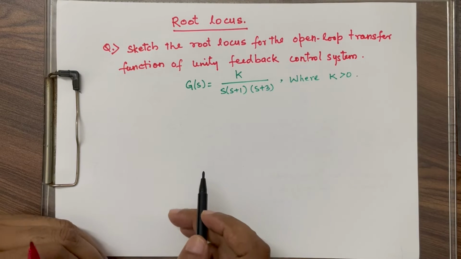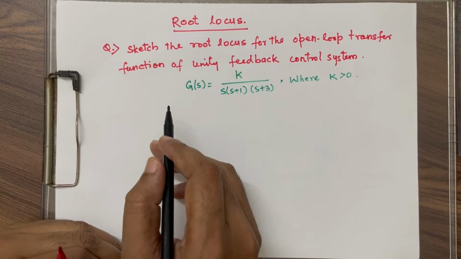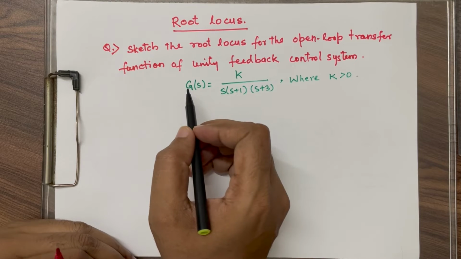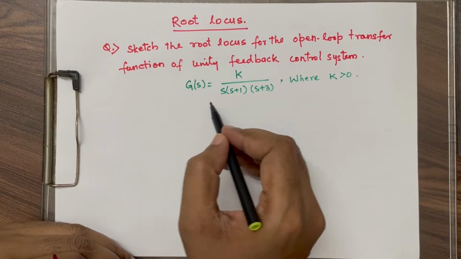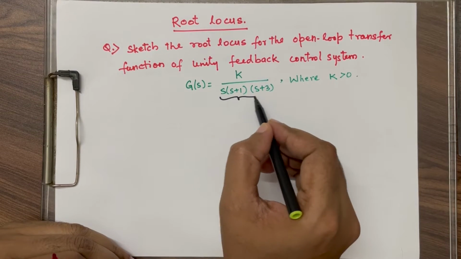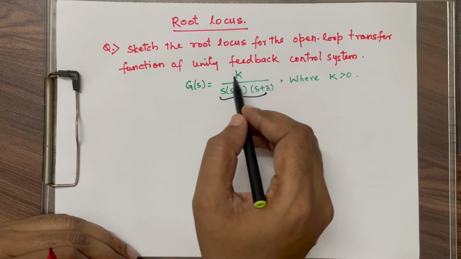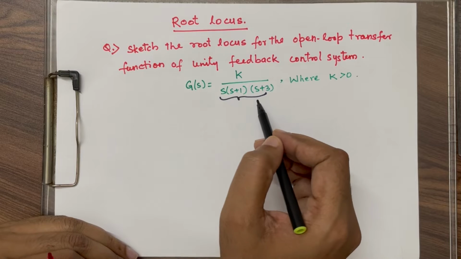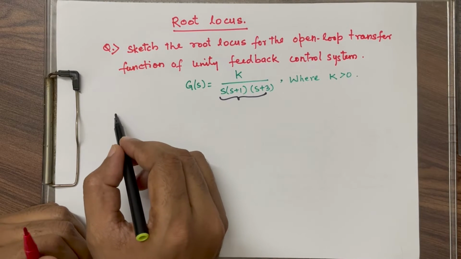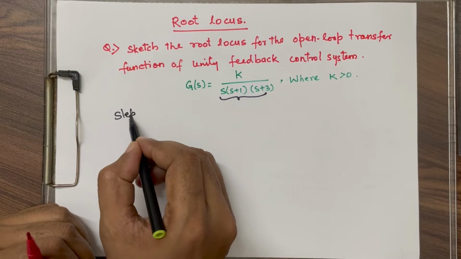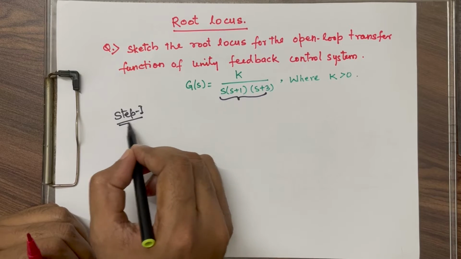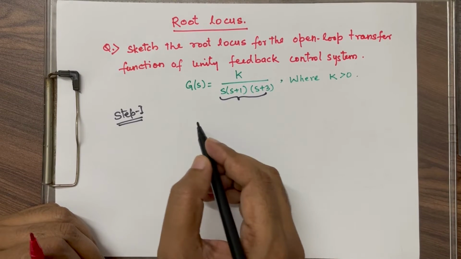In this video I will be taking an example of root locus plotting having 3 poles. In this case we can see there are no zeros and there are 3 poles. So as we have studied, as a step 1, we are going to find out those 3 poles.